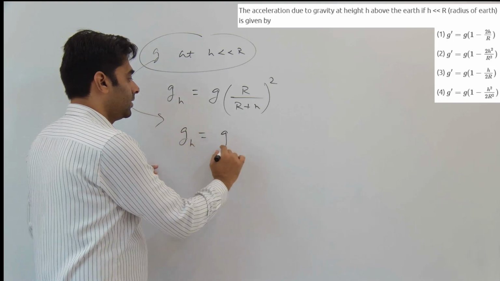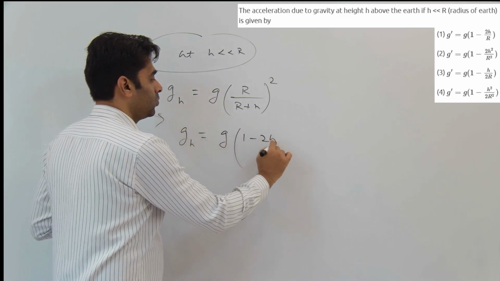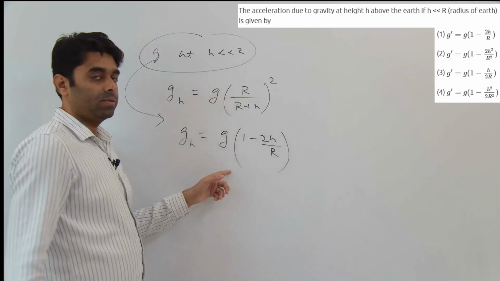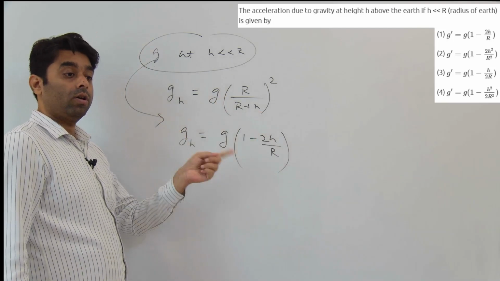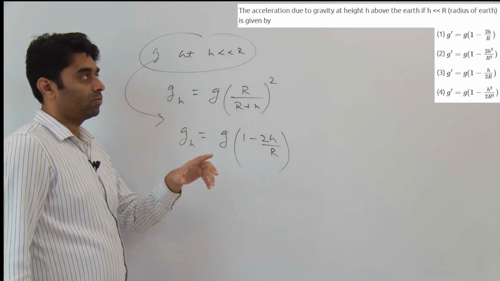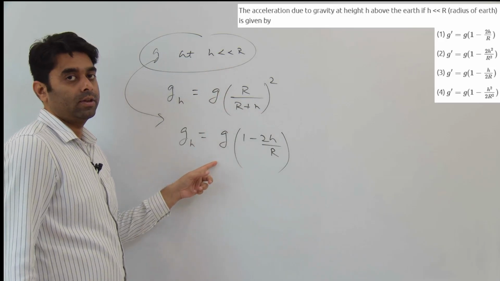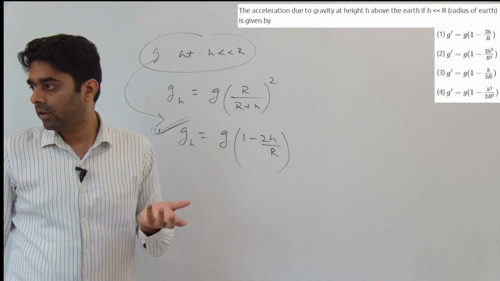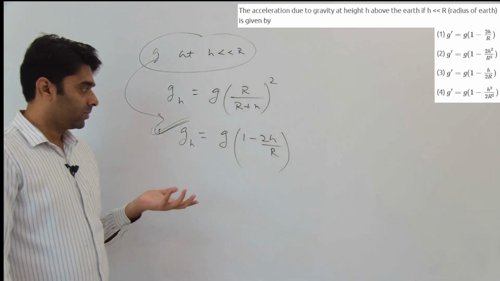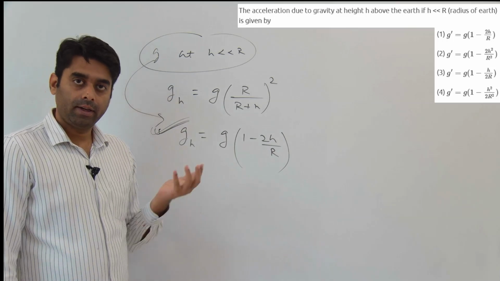But if this is the condition given to you, when h is very less than r, then g is written as g times 1 minus 2h by r. And this comes by binomial expansion, from this relation only this one comes. For smaller values of h, this relation is given. So I hope this is clear. Direct formula based question. It is your first option. First option will be your correct answer, right? Let's look at the next question.